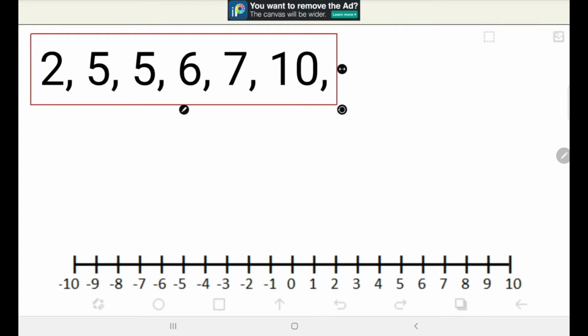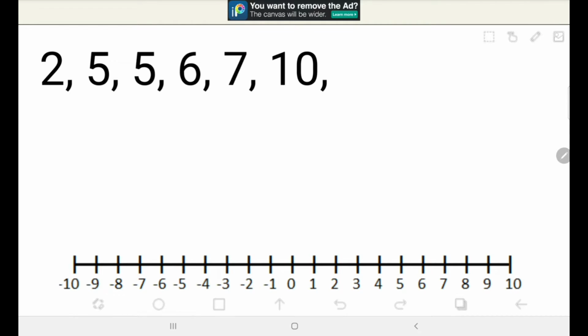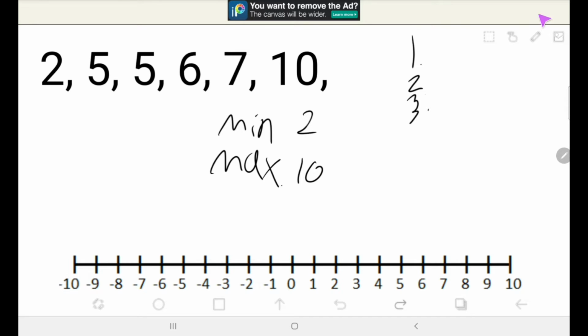Now we've got to put them into quartiles. So we're going to write 1, 2, and 3, symbolizing the 3 quartiles. But we're also going to write min, meaning minimum, and max, or maximum. What is the smallest number? 2. What is the largest number? 10. Min and max don't have anything to do with quartiles, but they're necessary for the box plot.